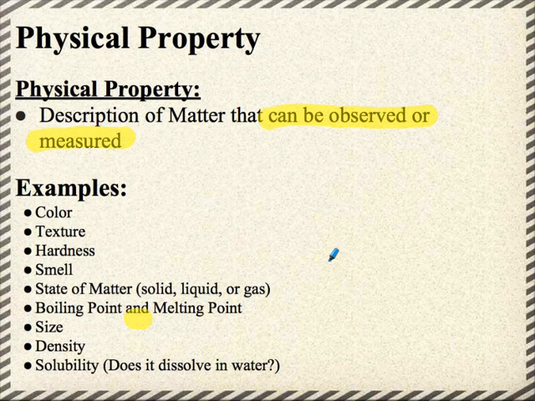But these are all things that I can use my senses to describe, or I can go out and measure these things, right? Like density. We know that we can use the equation D equals M over V to find the density of a property. So these are just some of the things that help us explain what that item is. And this is on a physical level. We'll talk a little bit in a minute about the chemical properties.